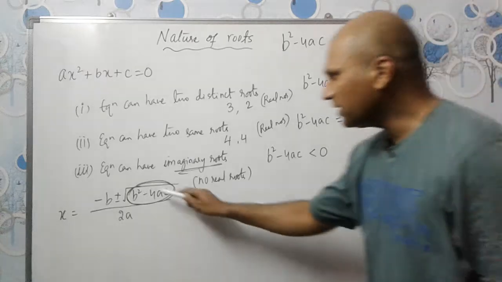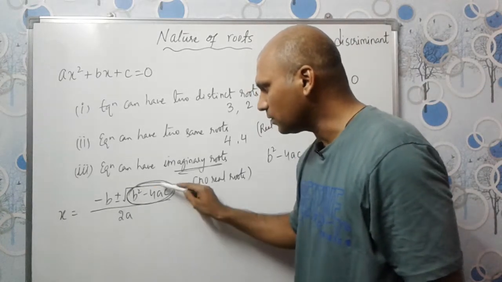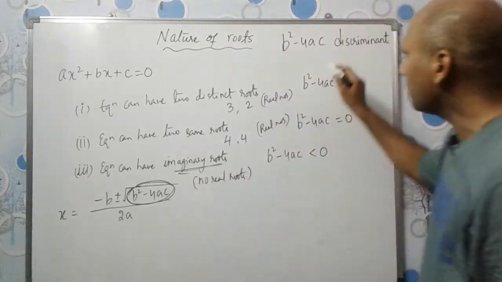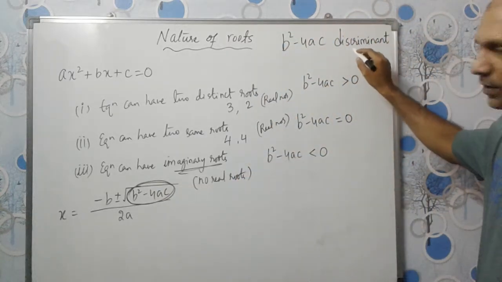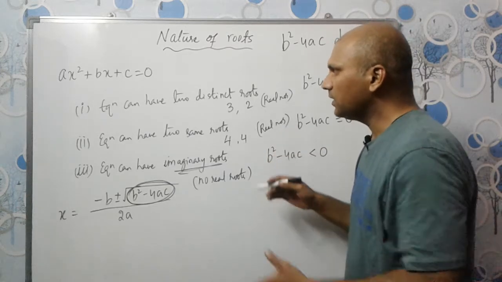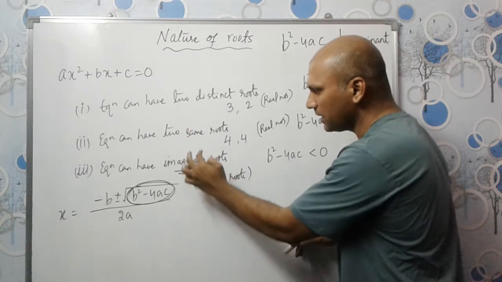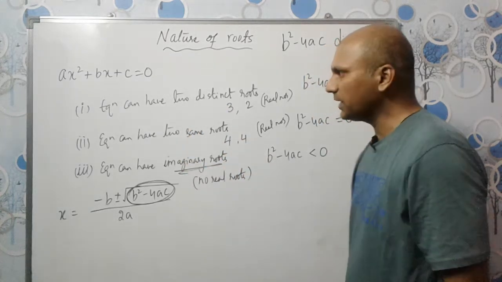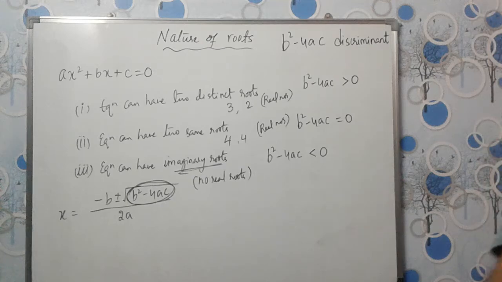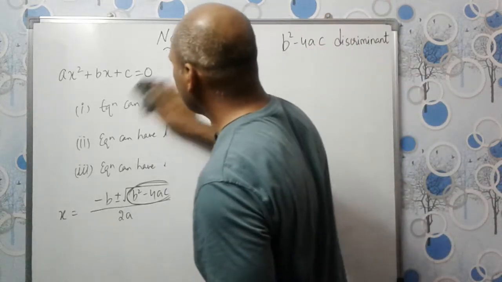Okay, everything depends on this b square minus 4ac, the term which is inside the root. What is this called as? It is called as discriminant. Okay, you take any quadratic equation, it will have these three types of roots: two distinct, two same, or imaginary roots. Okay, now I have few examples here. Let us solve those examples and find discriminants also. Let me rub this.